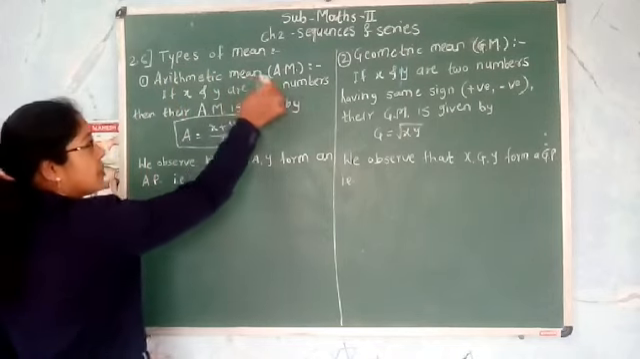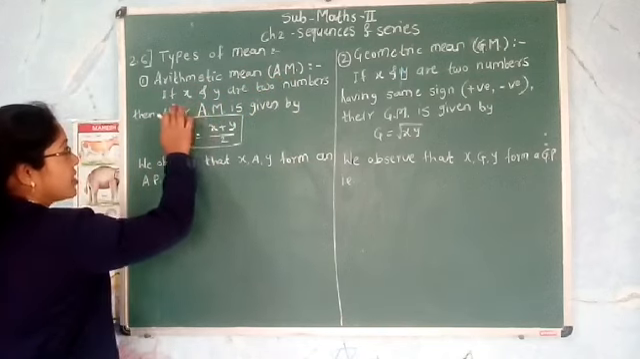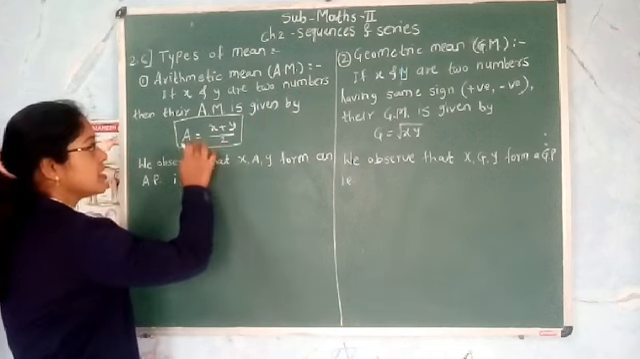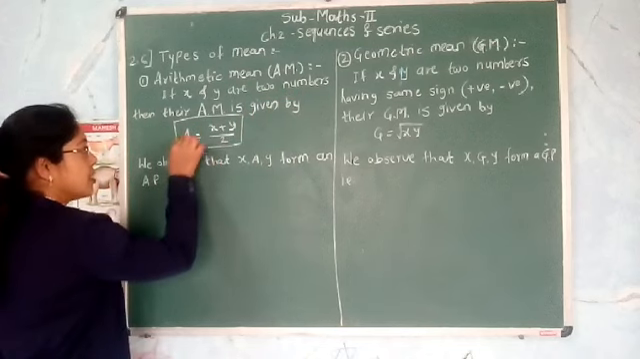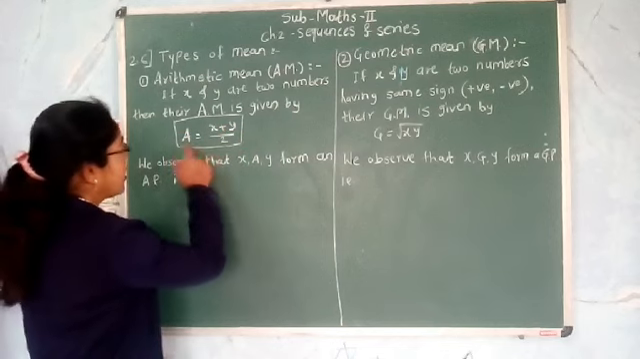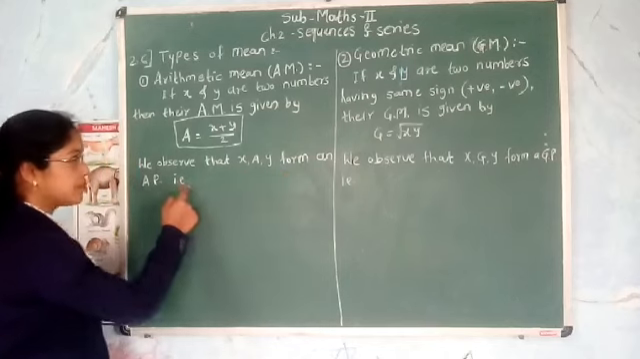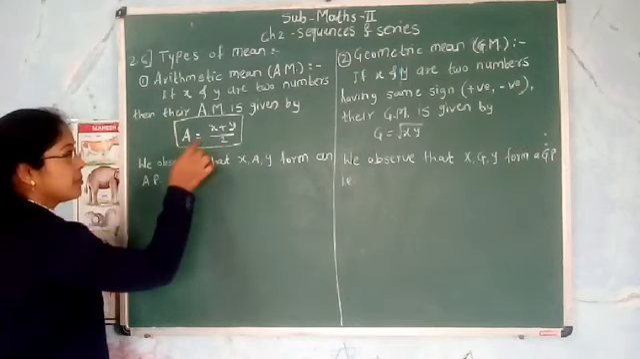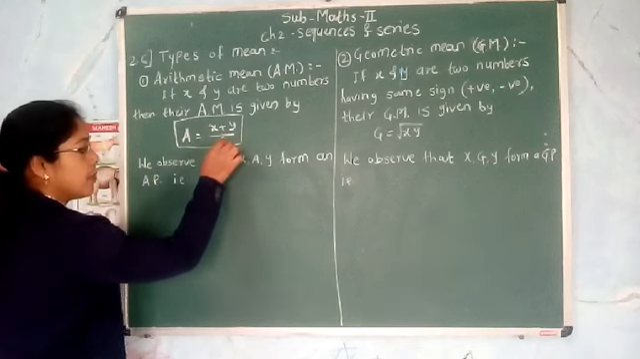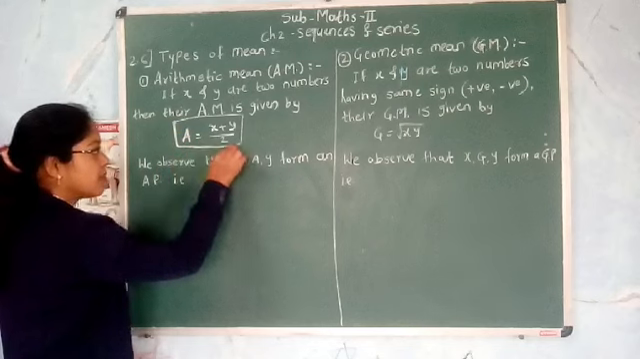First, arithmetic mean, short form AM. Arithmetic mean ची definition आहे, if x and y are two numbers, then their arithmetic mean is given by a is equal to x plus y upon 2. Here x, a and y form an AP. Arithmetic mean definition लक्षात आली, a is equal to x plus y upon 2. This is the arithmetic mean चा हा काय आहे formula.